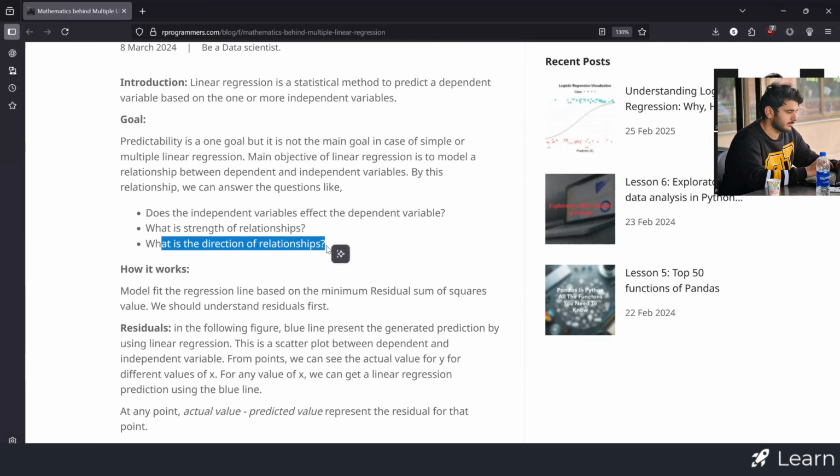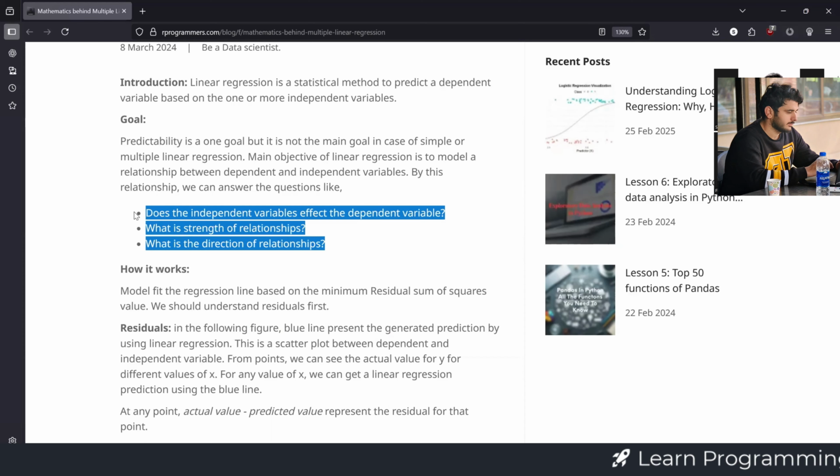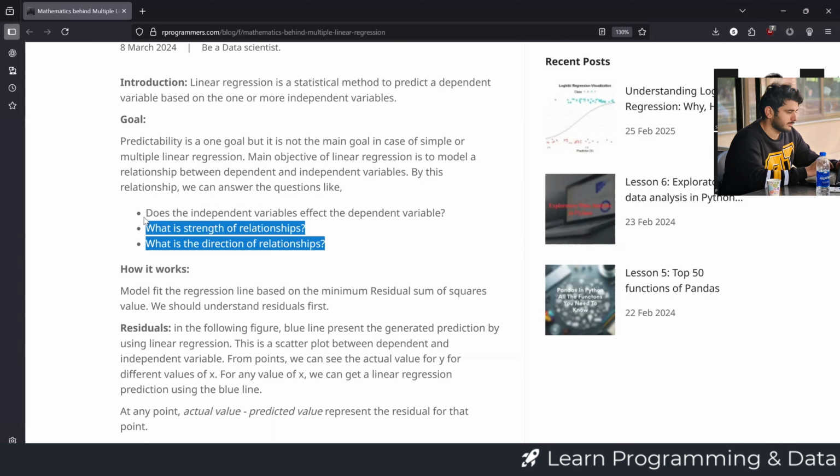What is the direction of the relationship? So basically we can also identify whether this particular thing is helping us or making things worse for us, right? So this is the type of question that we can answer from here, right?